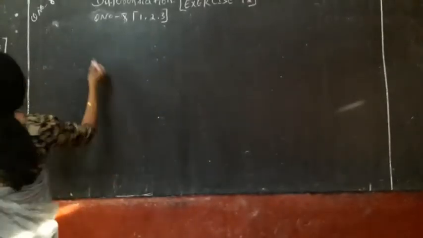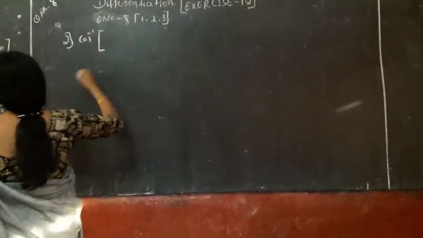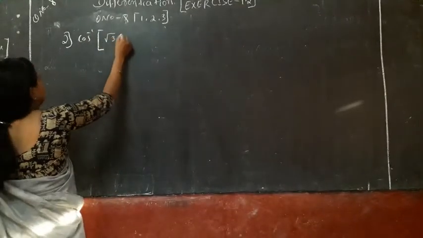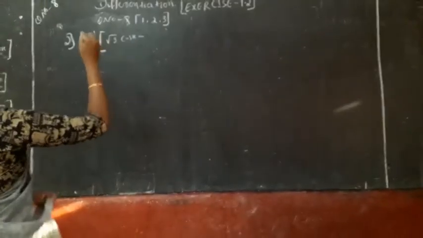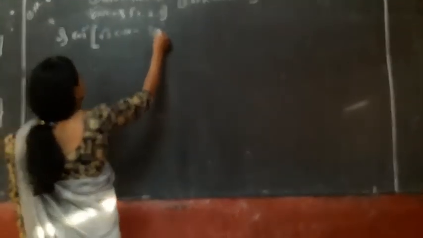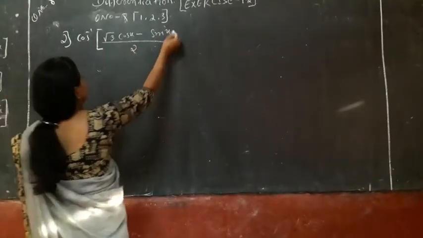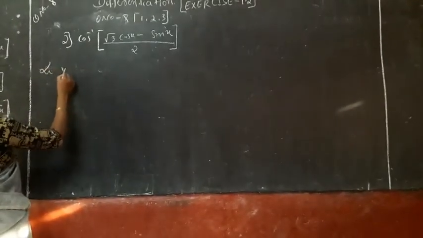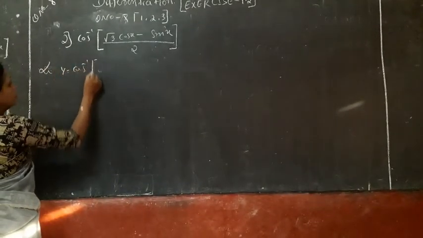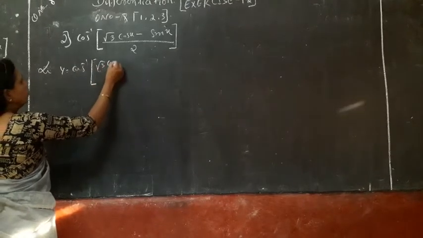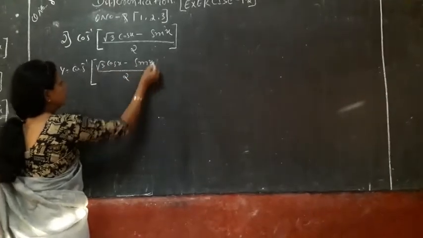The second example is cos inverse of (root 3 cos x minus sin x) divided by 2. First, define the function: y equals cos inverse of (root 3 cos x minus sin x) upon 2.